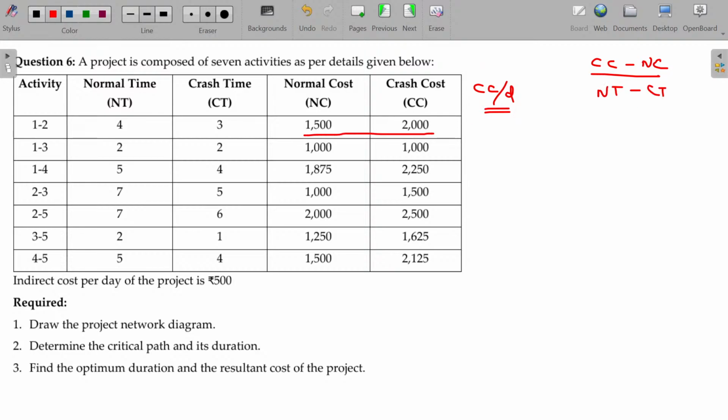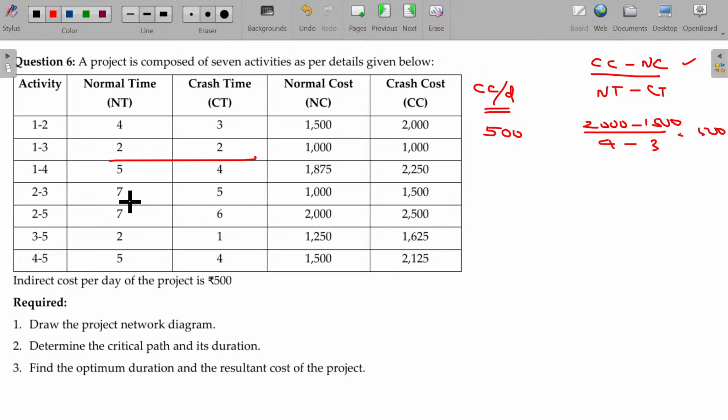See, 500 rupees can be spent additionally for reducing 1 extra day. It means you have to spend 500 rupees for reducing 1 day. If you want to apply this as a formula, then you can use this formula: 2000 minus 1500, and normal time is 4, crash time is 3. So 500 by 1, so 500 is the final answer. You don't need to worry about this, just understand the formula.